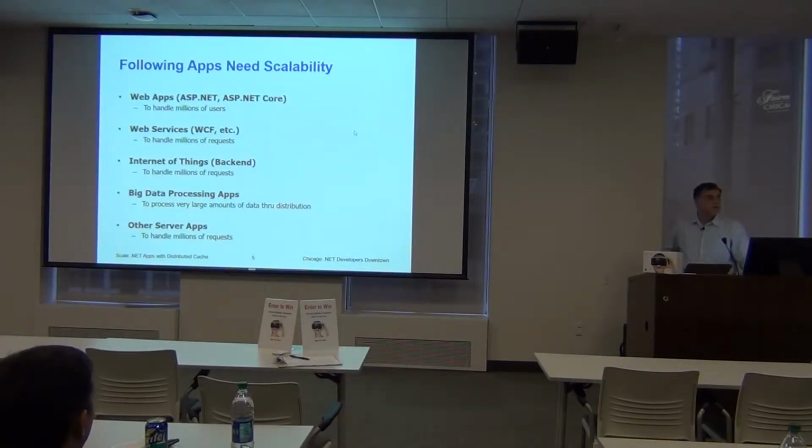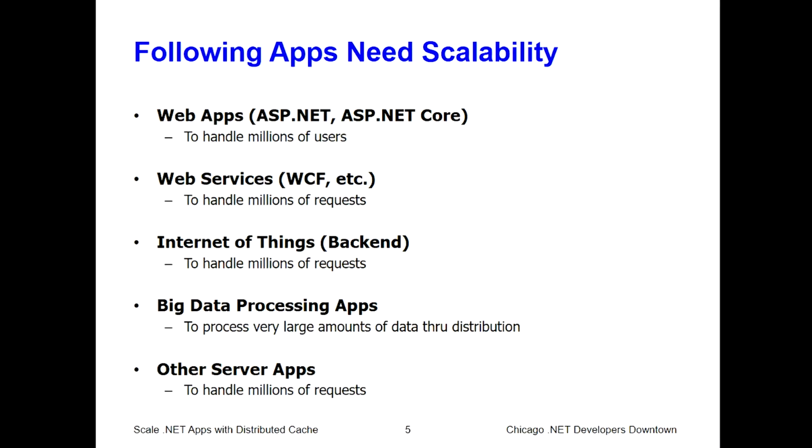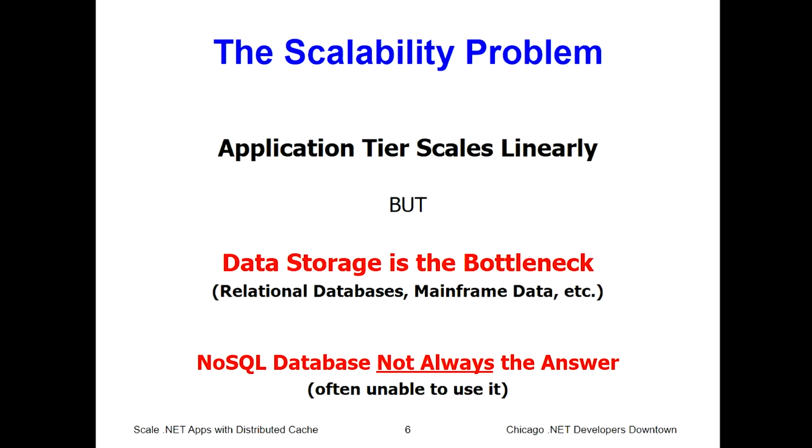So if you have any of these applications, then you've come to the right talk here. So where is the scalability problem? It is definitely not in the application tier. Most web applications, web services, other even server applications here, the application tier is usually fairly scalable. It's the data storage, and when I use the word data storage, I mean relational databases or mainframe data. That is the bottleneck. So that is the tier that cannot scale.